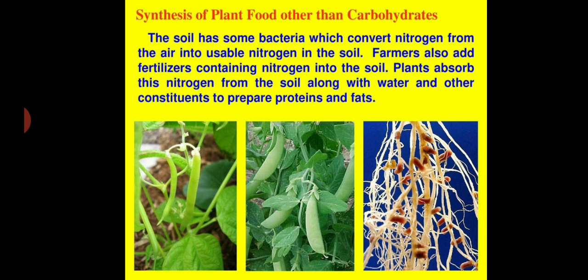So here the question arises, how do plants get nitrogen? The answer is the soil contains rhizobium bacteria that convert gaseous nitrogen into usable form and release it into the soil. This nitrogen compound is absorbed by the plants. Farmers also add fertilizer containing nitrogen into the soil, which helps the plant to prepare proteins and fats.